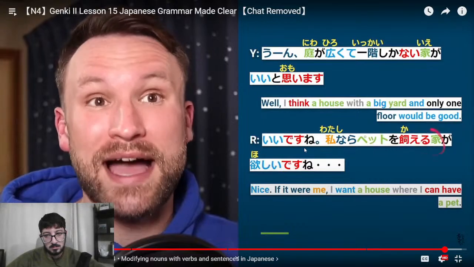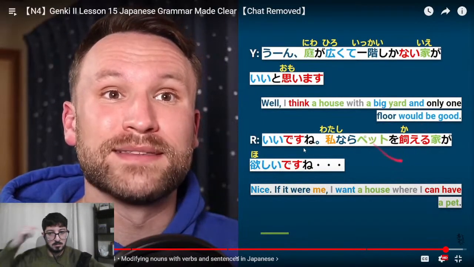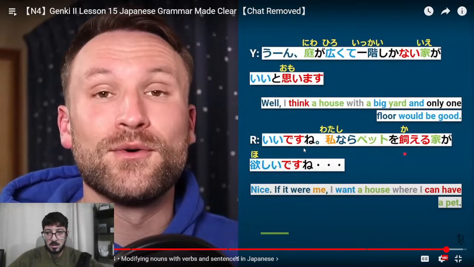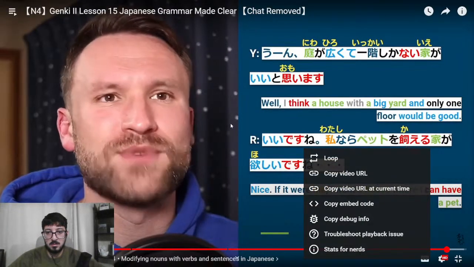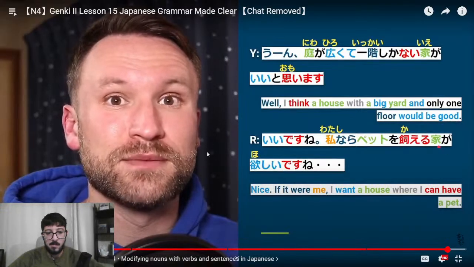What kind of house does R-san want? Well, they want a house where they can raise pets, or they can have pets. So this is the potential form of 飼う, which means to have a pet, to raise a pet, or to own a pet. So ペットを飼える家. A house where you can raise pets.